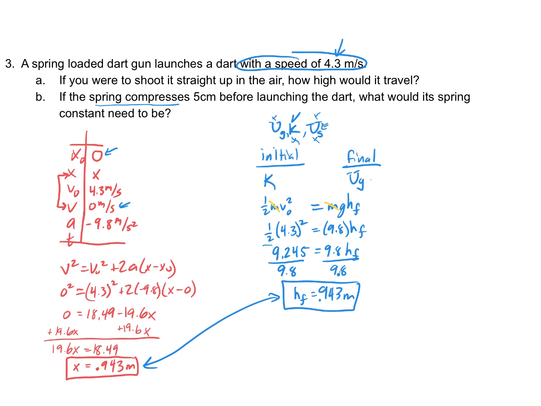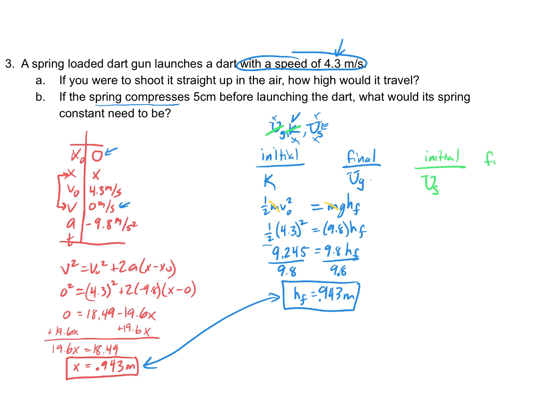All right? Now, part B says if the spring compresses 5 centimeters before launching the dart, what would the spring constant need to be? So this is going to be a little bit different. So this is going to be a different initial and final condition, right? The initial here is going to be when the spring is compressed before it's shot. So it's not moving yet, so it doesn't have kinetic energy. Its height is 0, it's on the ground. What it has when the spring is compressed is elastic potential.